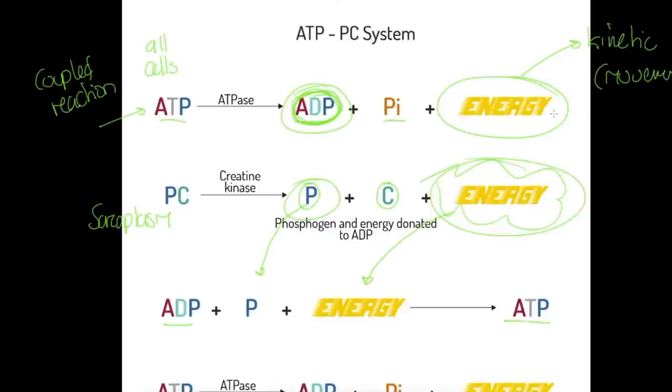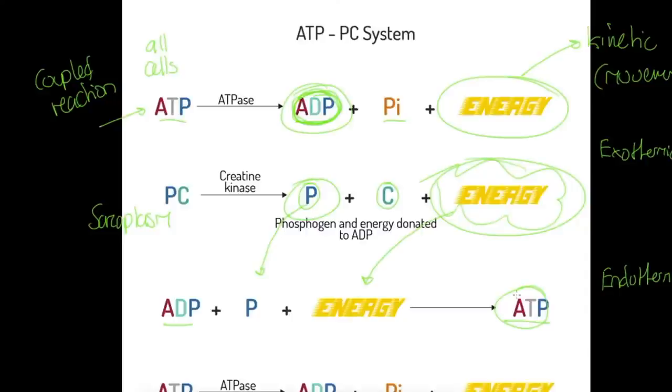Any reaction where energy is released is, of course, exothermic. And any time where it's taken in, this is endothermic. Okay, and together they make a coupled reaction. The products of one reaction are used subsequently in another reaction. So it's in this way we can resynthesize ATP, which is the only utilizable store of energy for movement and the only one that can be transferred.